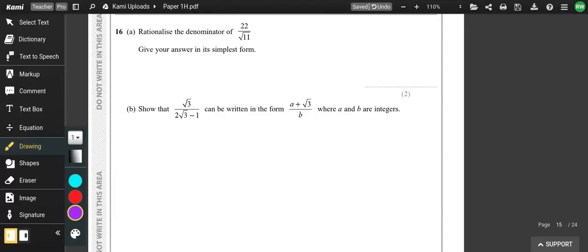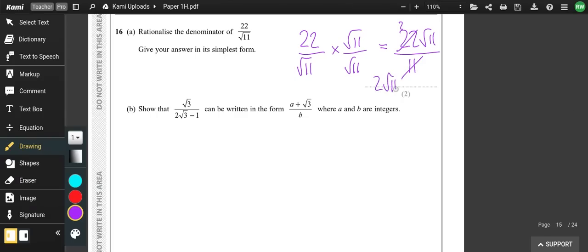Rationalize the denominator, times the top and bottom by root 11. And we'll have on the top 22 root 11 over root 11 times root 11 is 11. And they will cancel to give 2 root 11.